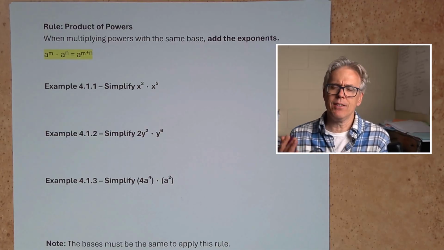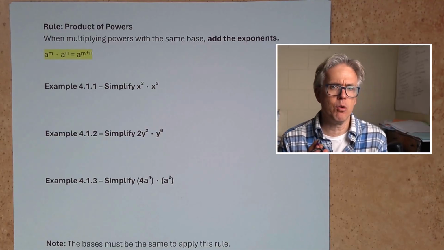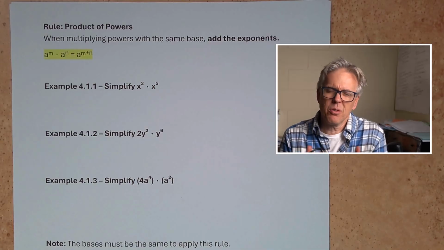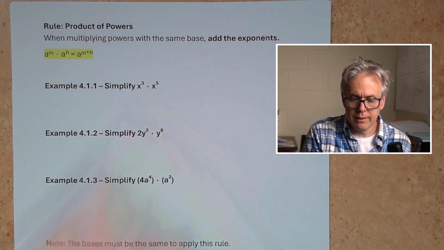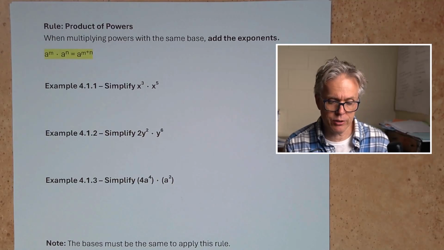Let's see why this works. Ideally, you won't have to memorize these rules. They'll just sort of make sense, and it's a nice little shortcut to use. So let's do that on this example here, x cubed times x to the fifth.